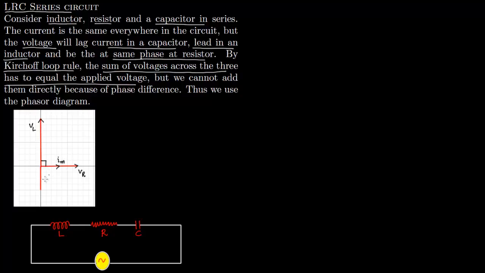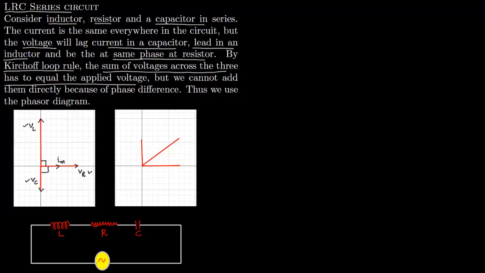But this current also leads the voltage in the capacitor by 90 degrees. So this is the voltage for capacitor, and now you can see the current is leading this by 90 degrees. So this phasor diagram in which we have a voltage across resistor, we have voltage across capacitor and we have voltage across inductor. So this we will use to determine the phase. So we will use the phasor diagram to determine the maximum voltage. So this will be the maximum voltage.